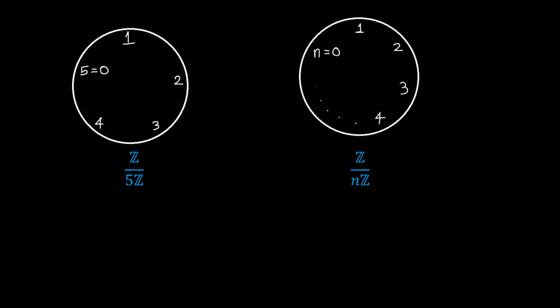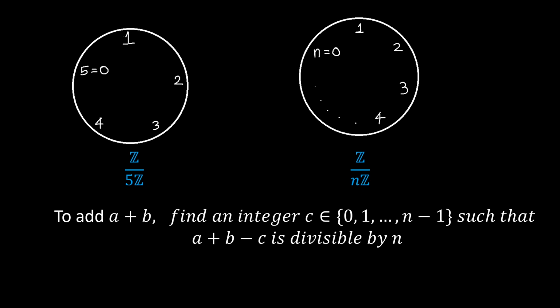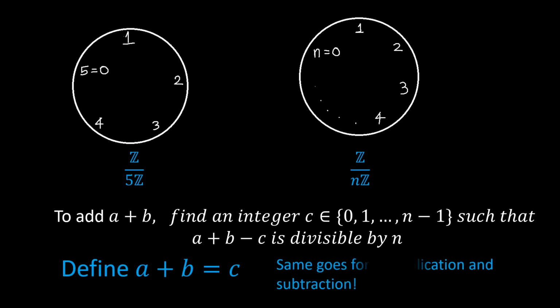Or, in a general scenario, suppose this clock has n number of hours. We call this clock Z mod nZ. To add a plus b, we find an integer c from the list 0, 1 to n minus 1 such that a plus b minus c is divisible by n. And we report the answer a plus b as c. Same goes for multiplication and subtraction.